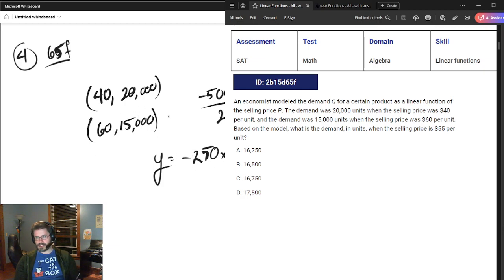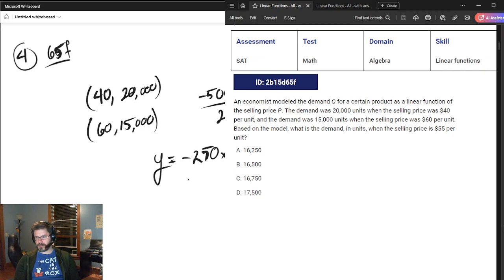There's another way to do this that comes to my mind. We could set up a system of equations with point-slope form. That may be more work. It would be really easy in Desmos, but we're not doing Desmos tonight. We're doing the hard way.